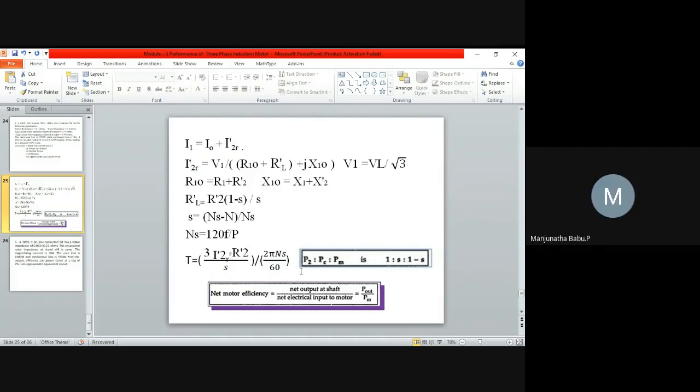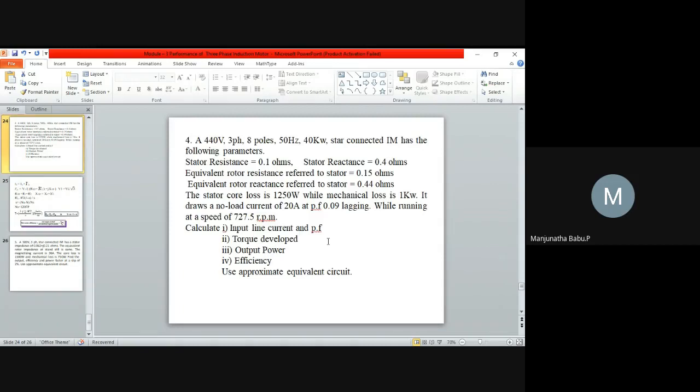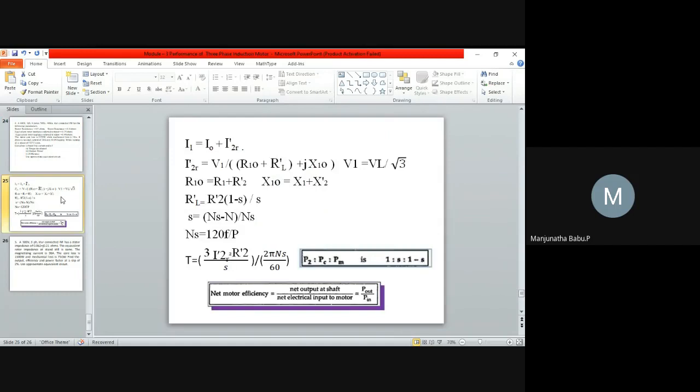That is the net torque, which was required, the torque developed. Next, we have to find the output power. To find the output power, here is the formula, starting from P2. We have to find the rotor copper loss and the mechanical loss, and the core loss is given in the data.